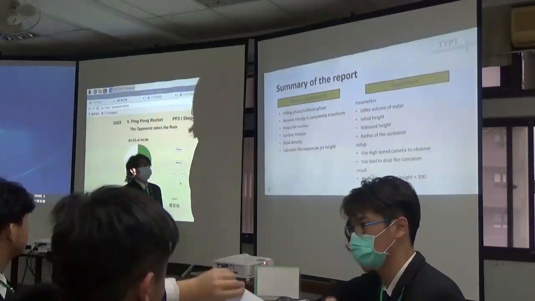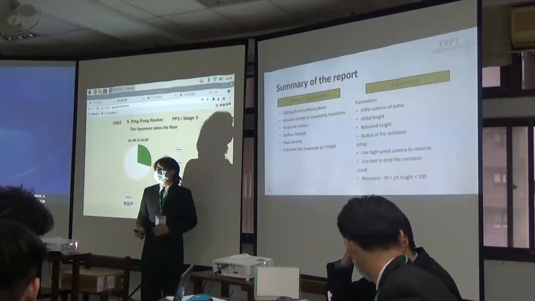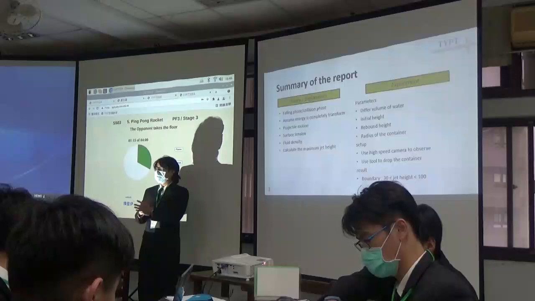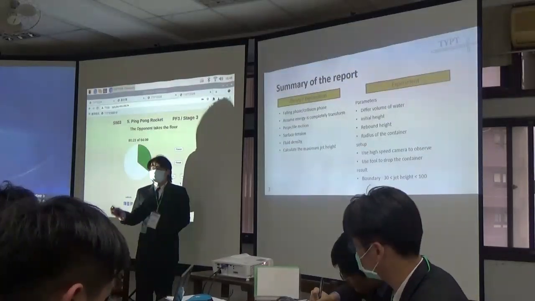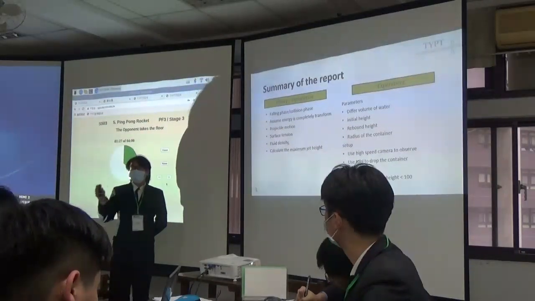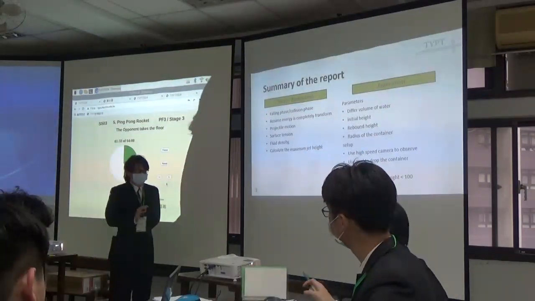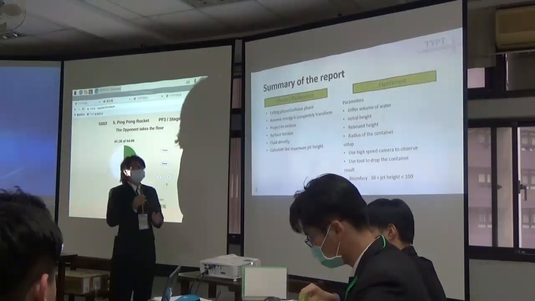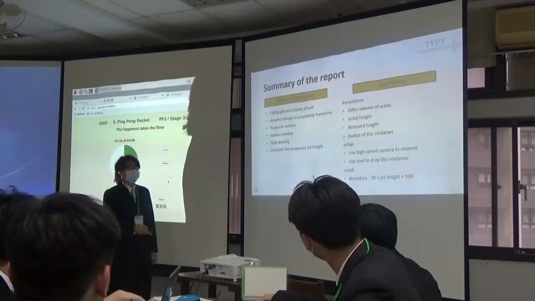For the experiment, they use different parameters, like different volumes of water. But the problem statement says it's up to 2 liters of water, and they only use 100 to 300. I consider that this will have some problem, so I will discuss it later. For the initial height, because the reporter assumes the container will not break, they consider that when the initial height is higher, the bounce height will be higher. But I consider it would be some problem. And there is the radius of the container. They use a high speed camera to observe, and they use a tool to drop the container. The result is a boundary condition with a jet height between 30 and 100.